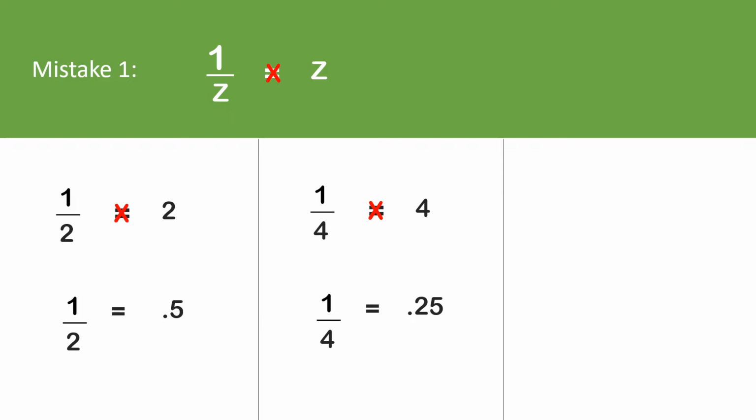1 divided by 4 equals 0.25. And finally, 1/5 does not equal 5, it equals 0.2. So it is important that you understand 1 divided by any number does not equal that number. In fact, it always equals a number that is smaller than 1, which is a decimal.